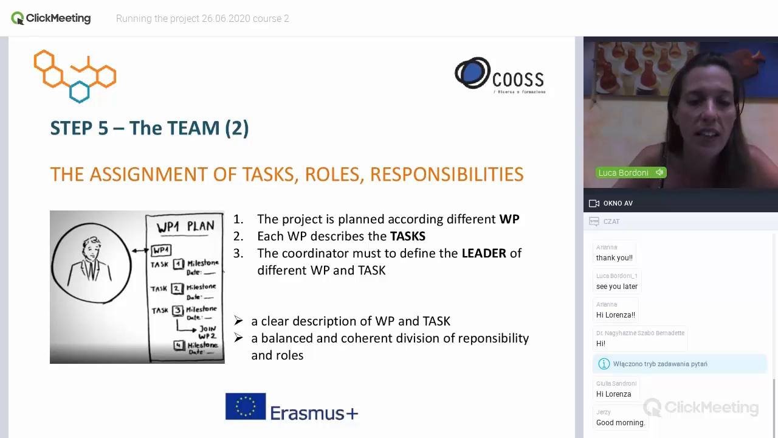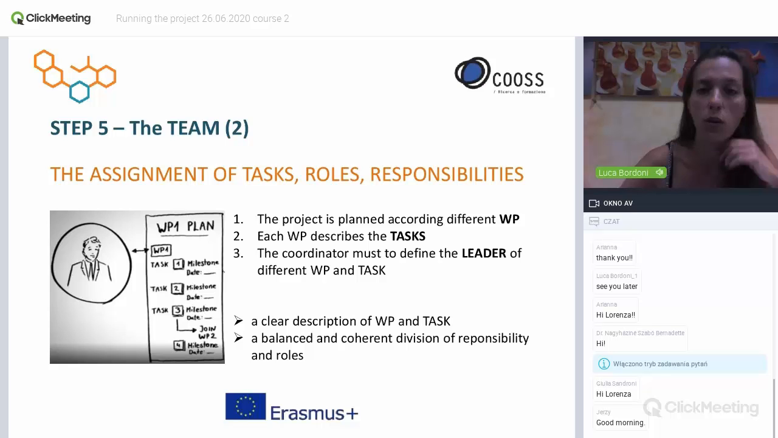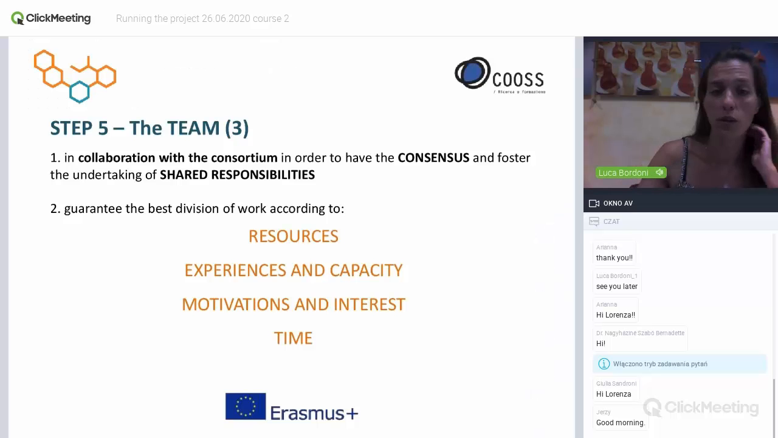And during the kickoff, there is a sort of internal reorganization of these actions according to the real persons present during the kickoff. Because when I plan on paper it is one thing, but when I'm in a kickoff meeting, I have real persons, and in some cases they may be different from the ones planned some months before. So it's important to have a clear description for them of all the activities to realize, and to divide them in a balanced and coherent way among my staff.